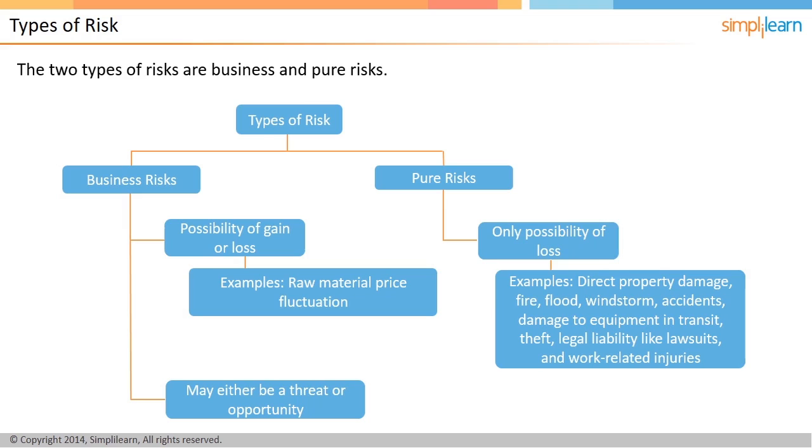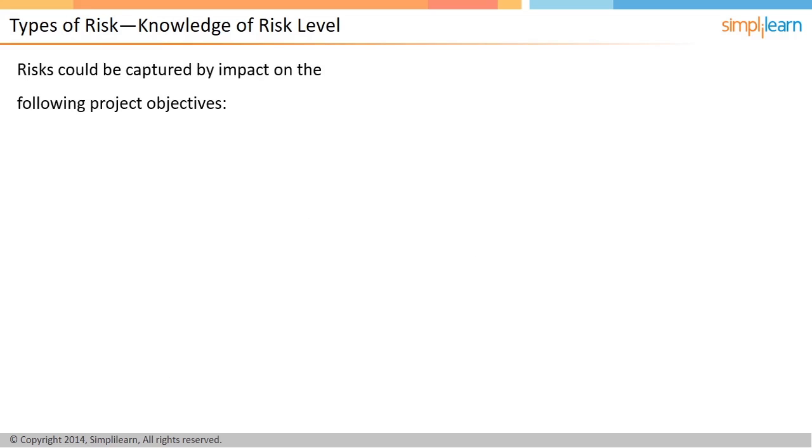Think of a firecracker manufacturing company where there may be no proper safety measures. It can lead to serious accidents caused by fire at any point of time and create injuries to people. Depending on the business or pure risk, one has to utilize the appropriate response for the overall project risk management. In the next screen, we will understand a few other types of risks with reference to the knowledge of risk level. Risks can be defined in terms of their impact on the project objectives, such as scope, quality, schedule, and cost. For instance, impact of loss of $10,000, delay of project by 1 month, etc.